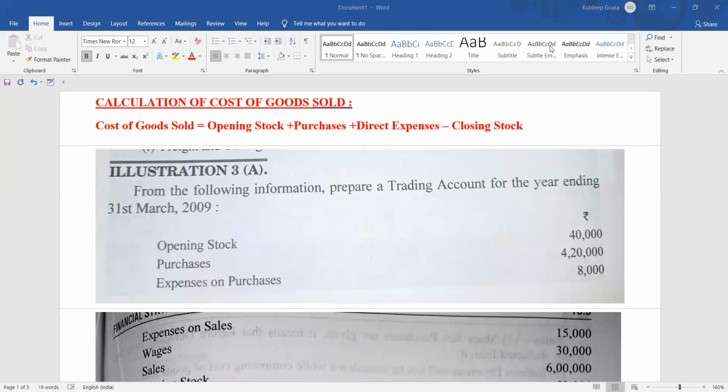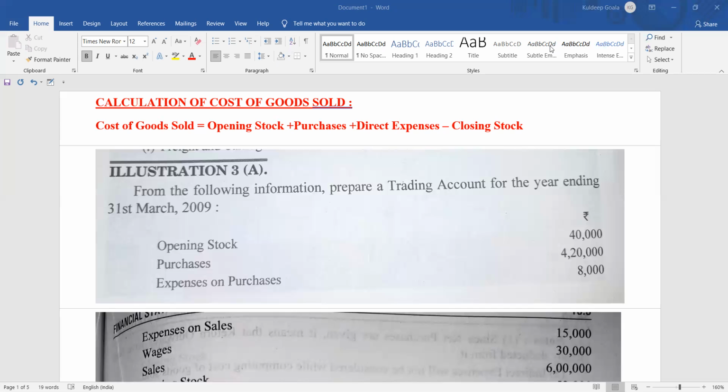In previous videos, I have told you about the concept of direct expenses. Direct expenses refer to all those expenses which are directly related to production activity or manufacturing activity, right? So that will be added because that is going to increase the cost of the goods. So what we have got: opening stock plus purchases plus direct expenses.